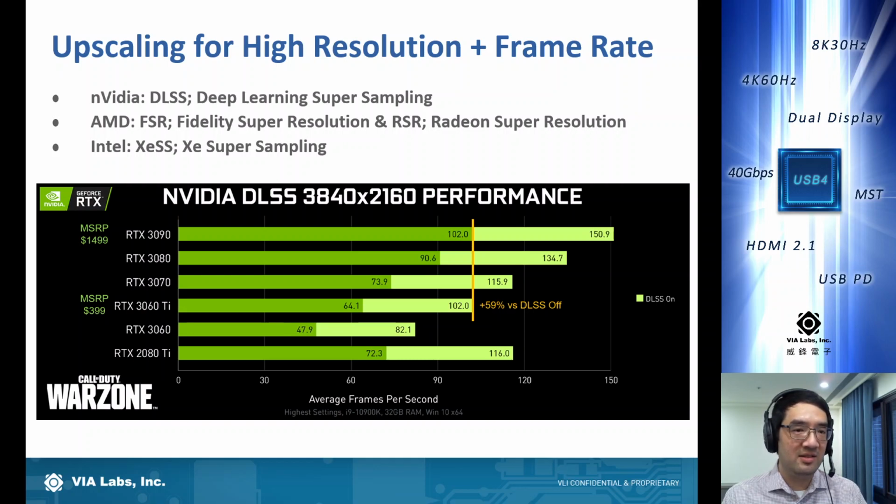And this is not necessarily an NVIDIA exclusive. NVIDIA was just the first with DLSS. And AMD now has FSR and RSR. These are both technologies that they've rolled out. And Intel is developing something called XeSS, and they basically all do the same thing.